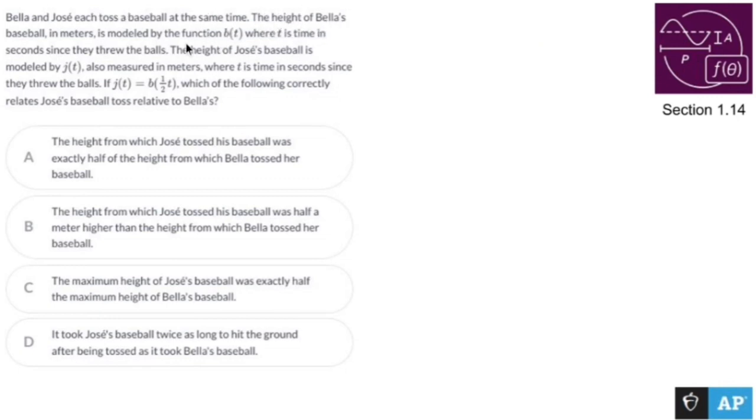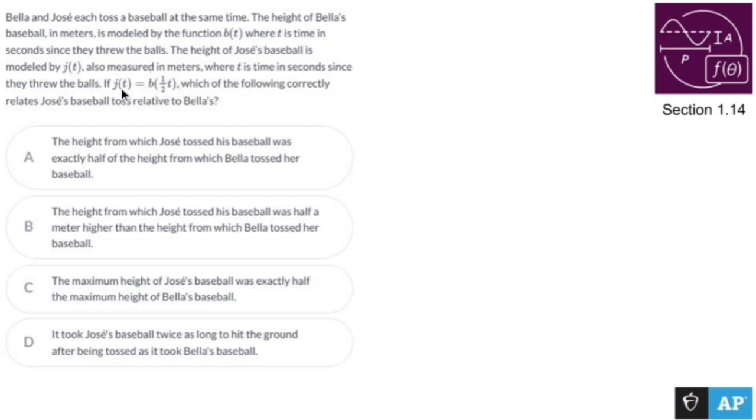The height of Bella's baseball in meters is modeled by the function b of t, where t is time in seconds since they threw the balls, and they're talking about height in meters. Great. The height of Jose's baseball is modeled by j of t. Makes sense. That's his letter. Also measured in meters, t is in seconds. And then it tells us that j of t is equal to b of half of t.